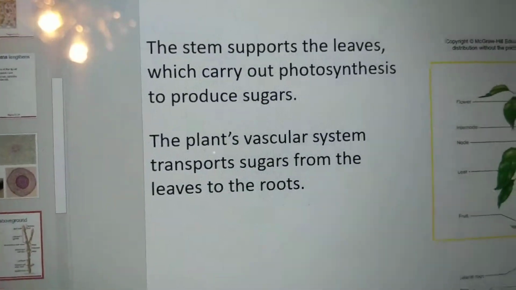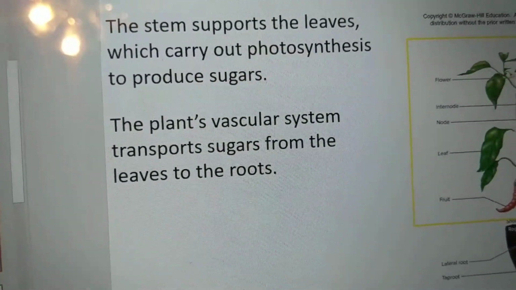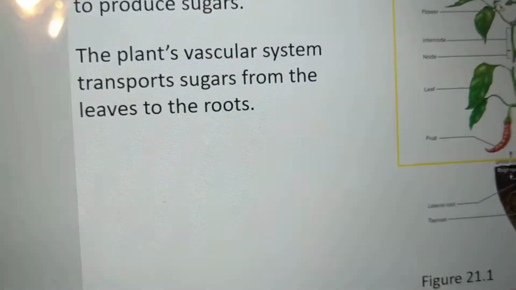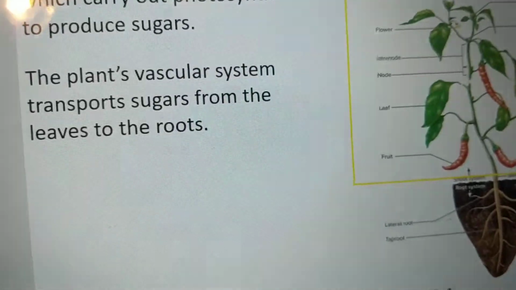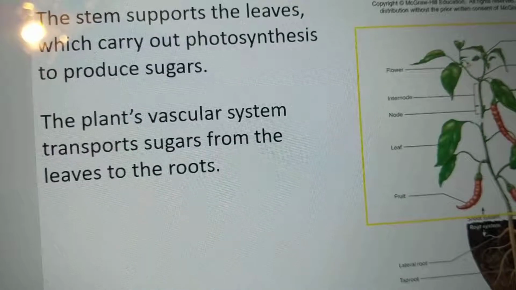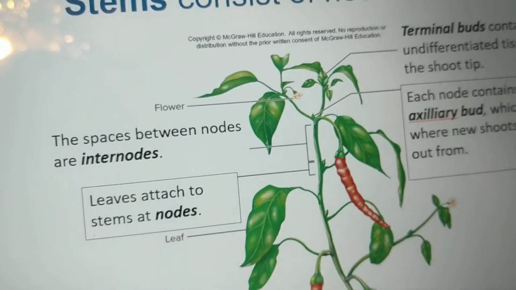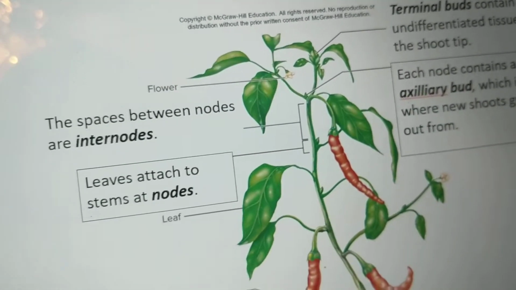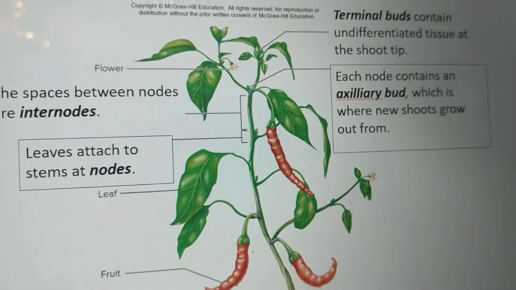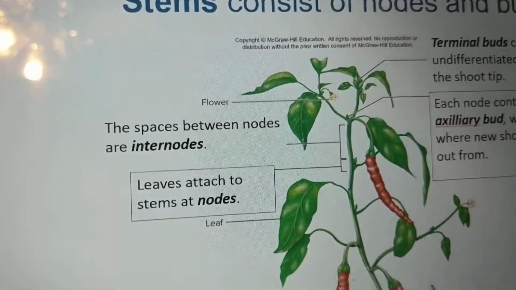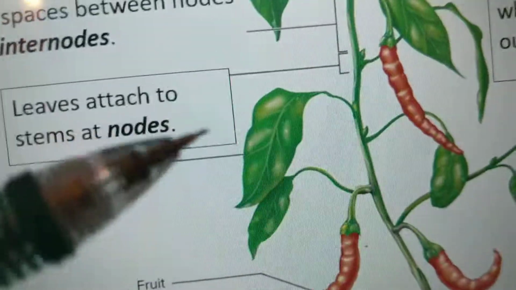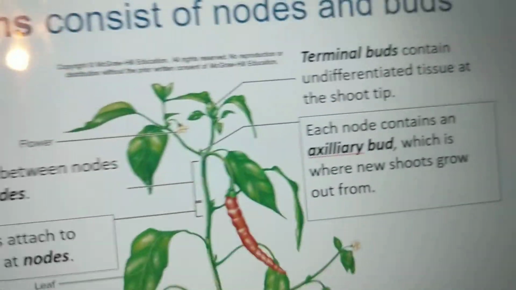And remember, the plant's vascular system transports sugars from the leaves to the roots, because the leaves make the sugars through photosynthesis. The stem's function is basically support and transportation of water and sugars and all that. So yeah, the spaces between nodes are internodes. Leaves attach to stems at nodes, okay? This slide makes it so much easier.